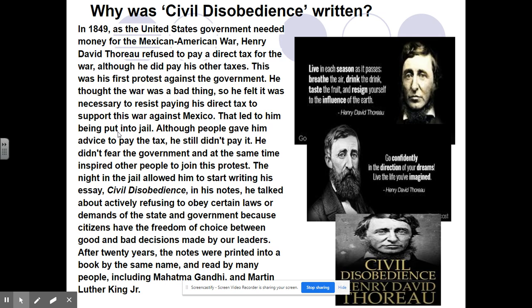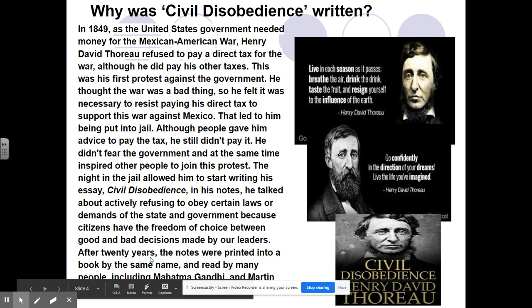That led him to being put into jail. Although people gave him advice to pay the tax, he still didn't pay it. He didn't fear the government and at the same time inspired other people to join his protest. The night in jail allowed him to start writing his essay, Civil Disobedience. In his notes, he talked about actively refusing to obey certain laws or demands of the state and government because the citizens have the freedom of choice between good and bad decisions made by our leaders.